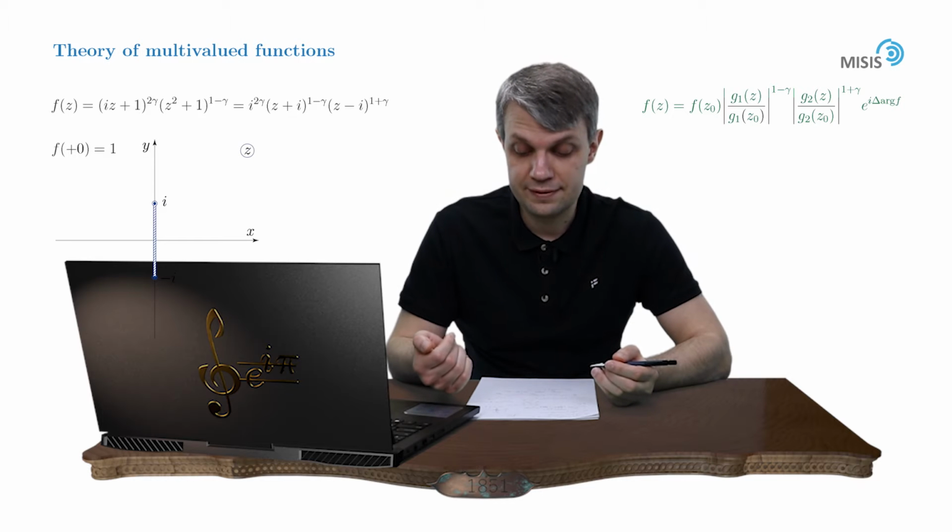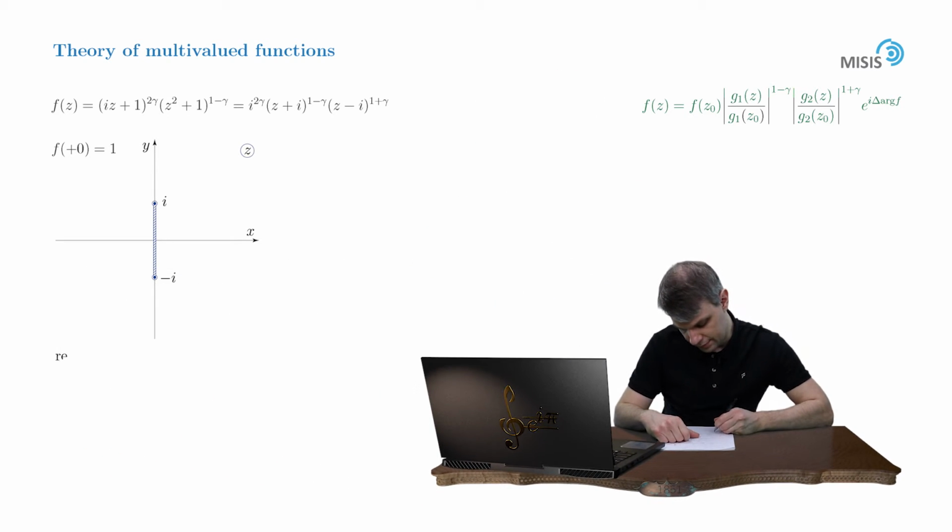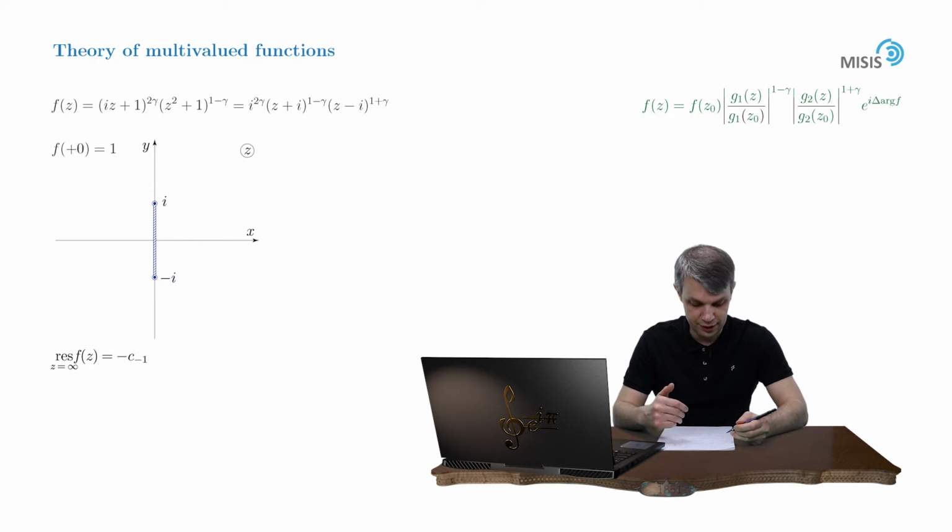And finally, let's find the residue of this function at infinity. Here let me remind you that the residue at infinity of the function is defined as the negative c negative 1, the coefficient of the Laurent expansion at z tending to infinity. And as you remember, there is always a question in which direction to infinity to go.